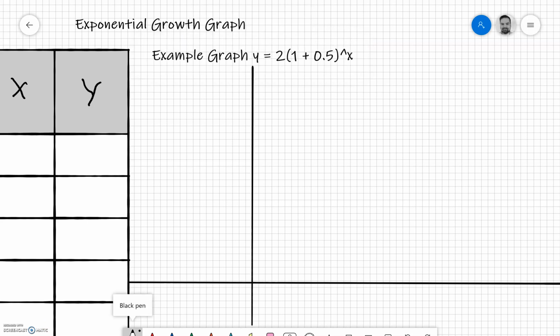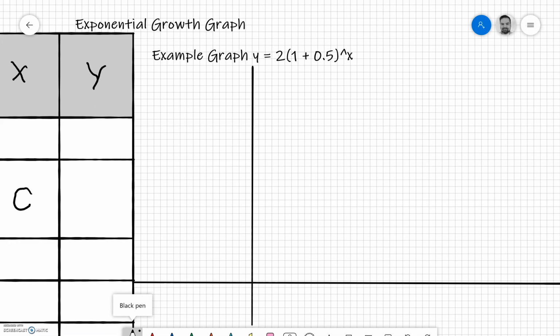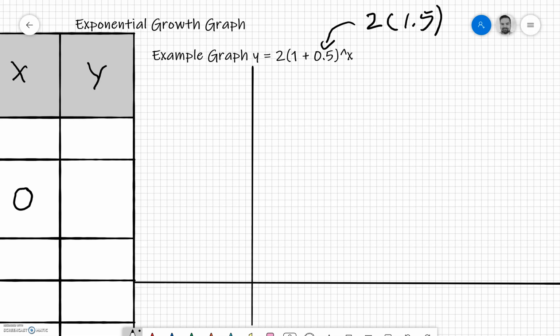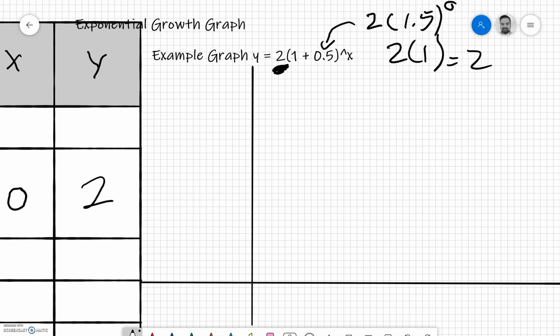The way to graph anything we're not too familiar with is to pick some x values and see what the corresponding y value is. Now, if I were to plug in 0 for x in the equation here, I would get basically 2 times 1.5 to the power of 0. Anything to the 0 power, we recall, is simply 1. So this would simply be 2 times 1, or 2. When x is equal to 0, therefore, y is going to be equal to 2 in this case.